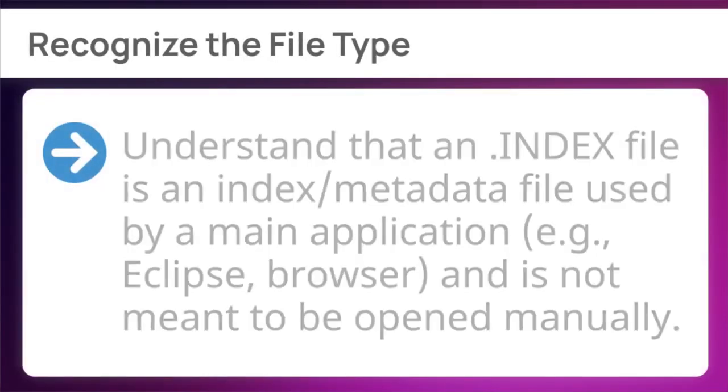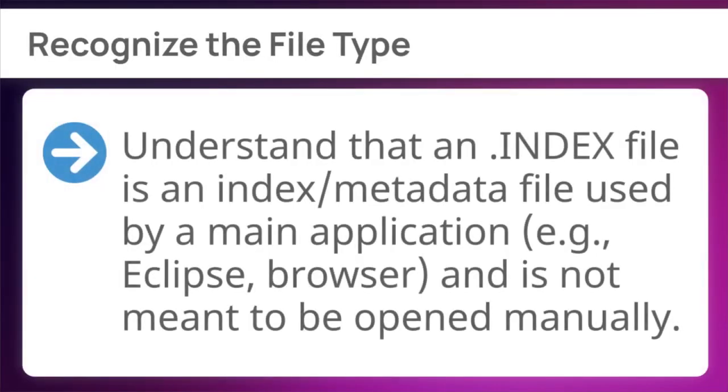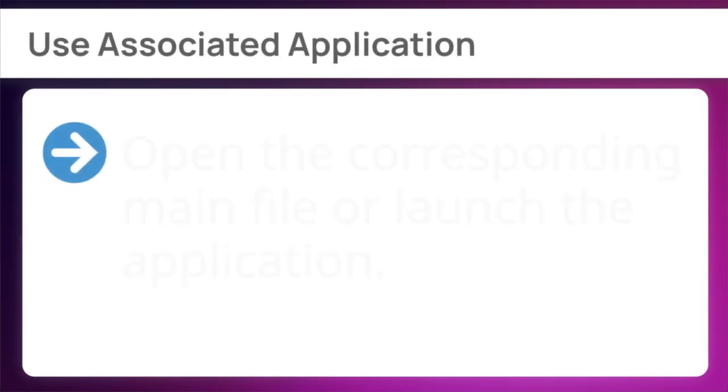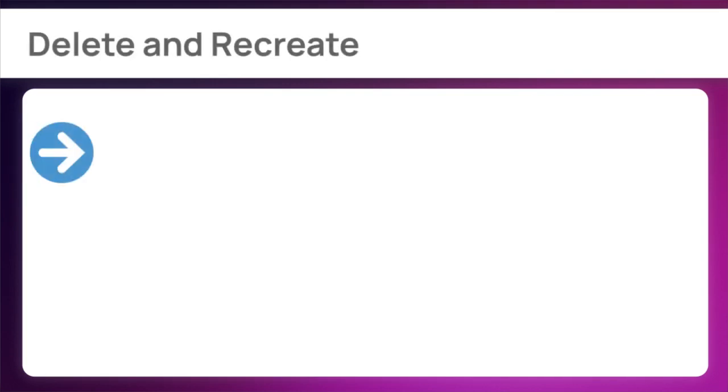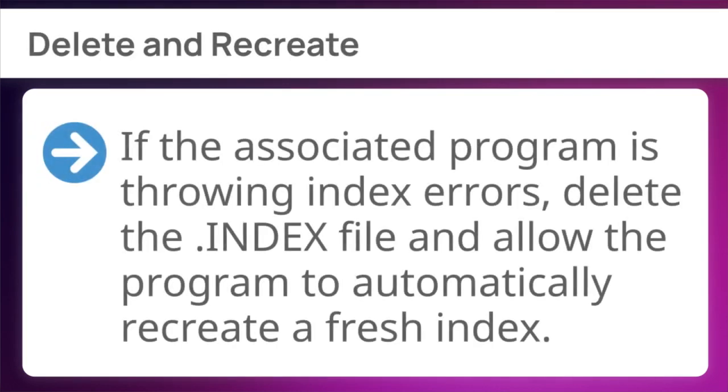First, recognize the file type. Understand that an index file is an index metadata file used by a main application, e.g. Eclipse, browser, and is not meant to be opened manually. Next, use associated application. Open the corresponding main file or launch the application. Finally, delete and recreate. If the associated program is throwing index errors, delete the index file and allow the program to automatically recreate a fresh index.